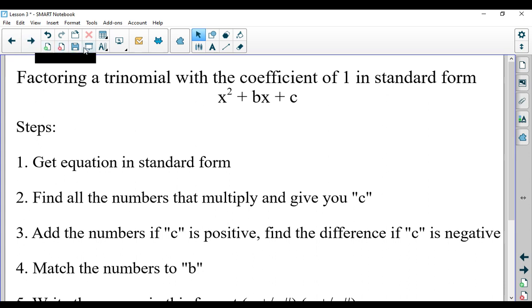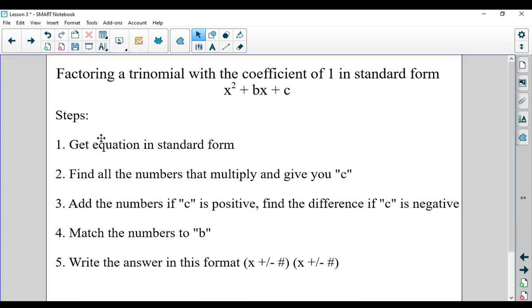Okay, the first set of factoring we're going to do is factoring a trinomial. It's a trinomial because it has three terms: 1, 2, and 3. And the coefficient, the number in front of x squared, the leading coefficient, is 1. And this is standard form because it goes from the highest degree to the constant.